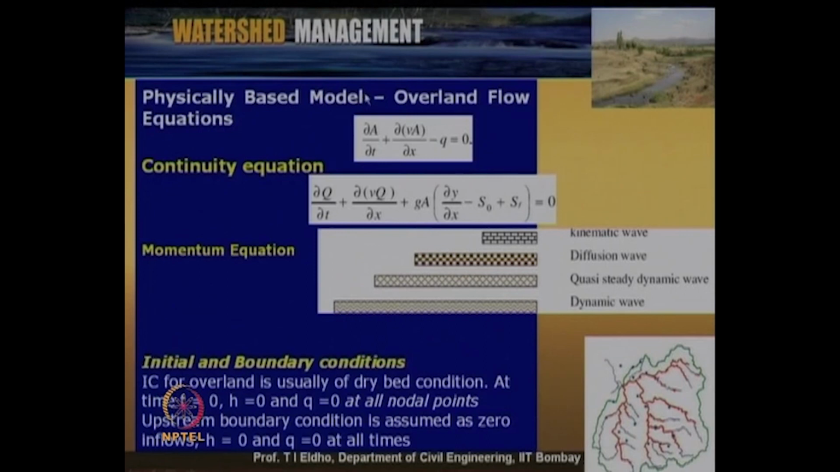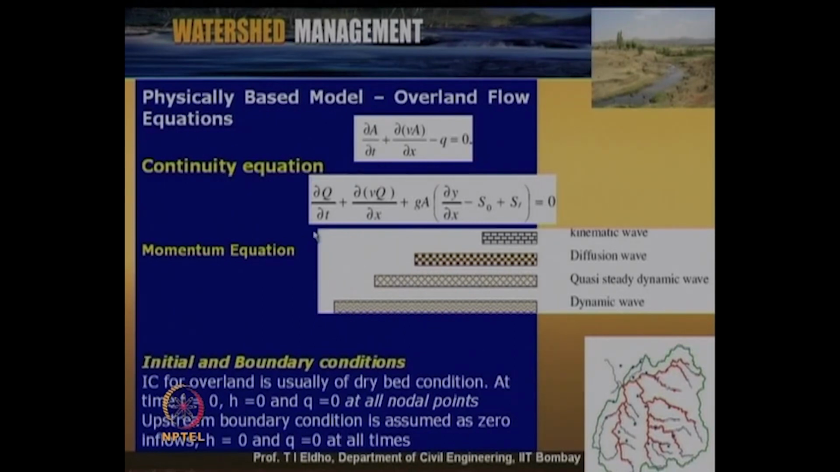The governing equations are the continuity equation as given by this equation: del A by del T plus del V A by del X minus Q is equal to 0. Where V is the velocity, Q is the input like excess rainfall coming to the watershed, T is the time, and A is the area of flow.